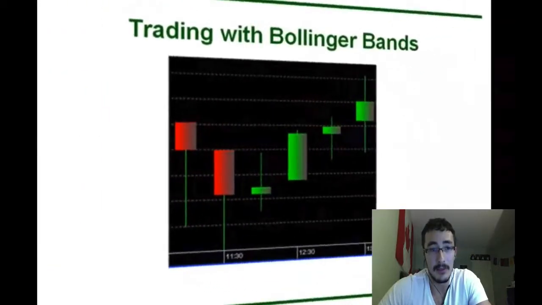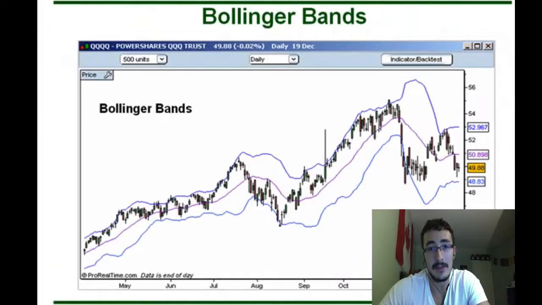So let's get started. Bollinger Bands are comprised of three bands, which are referred to as the upper band, the lower band, and the center band. The center band is a simple moving average, which is normally set at 20 periods, and the upper and lower bands represent chart points which are 2 standard deviations away from the moving average.